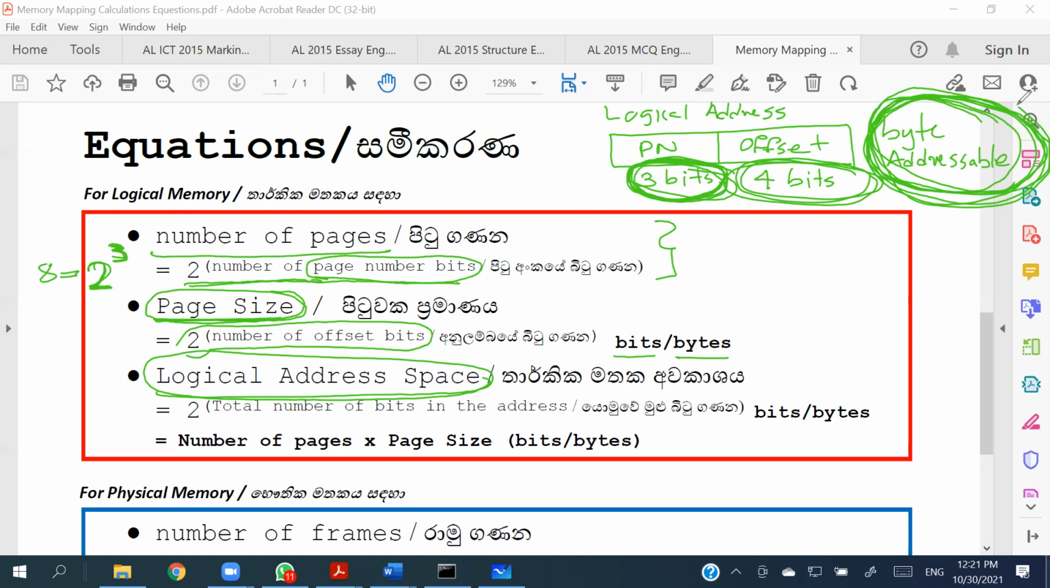Yes, Sachintani. You should say it with the word bytes. Because in the equation I have shown you, it should be either in bits or bytes, right? Figure it out from the addressing mode. The question says whether your address is bit addressable or byte addressable.